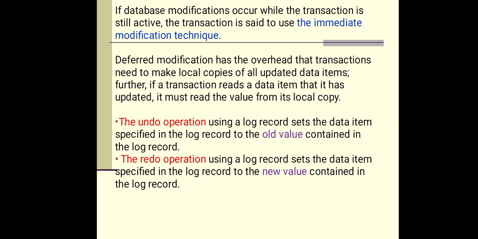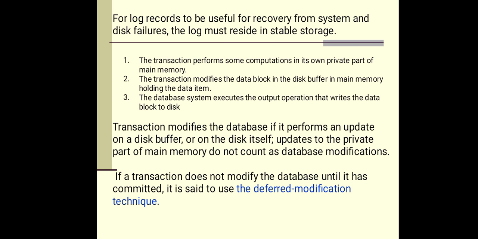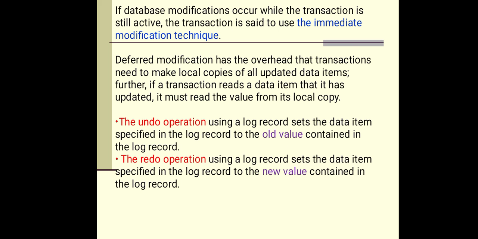Deferred modification has the overhead that the transaction needs to make local copies of all the updated data items, because the transaction does not modify the database until it has committed. So it has to make multiple copies to update the data items. And further, if a transaction reads a data item that it has updated, it must read the value from its local copy. There are two types of operations, the undo operation and the redo operation.